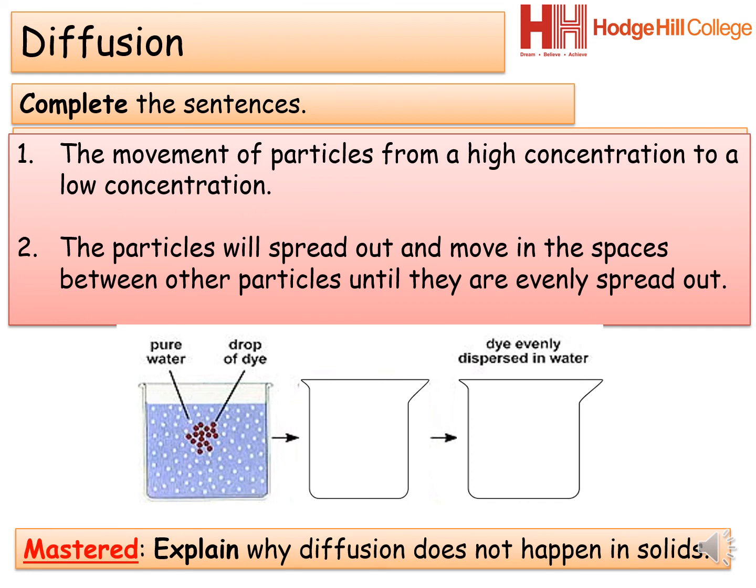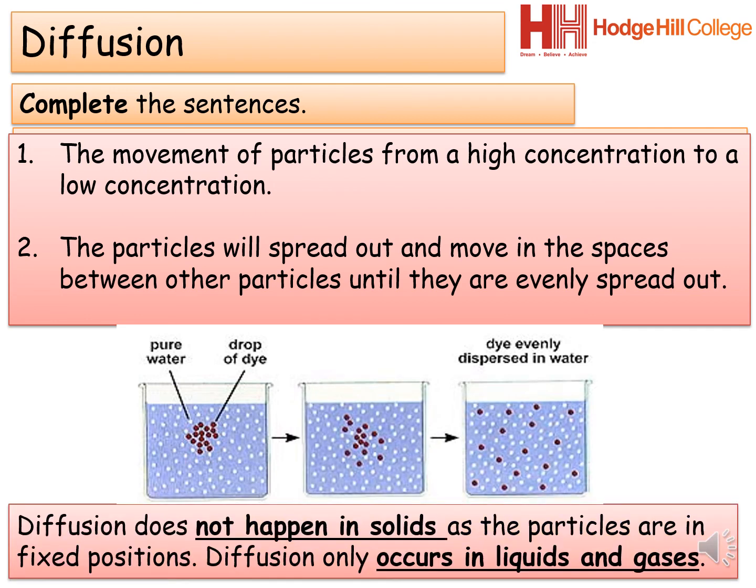So why does diffusion not happen in solids? Diffusion does not happen in solids as the particles, as we've already looked at in the particle model, are in fixed positions. It only happens in liquids and gases.